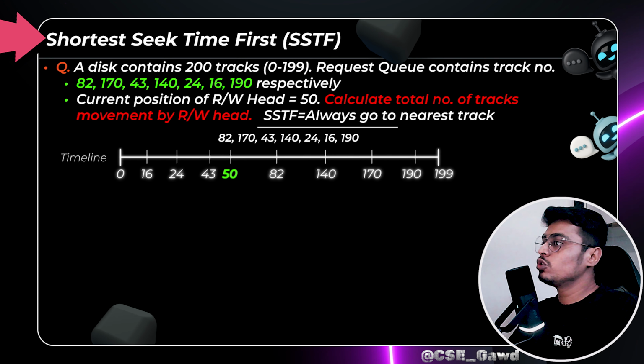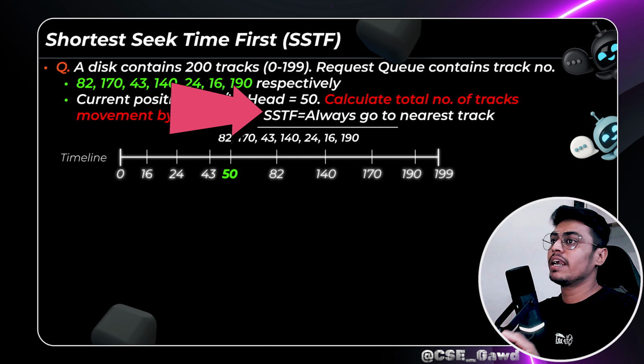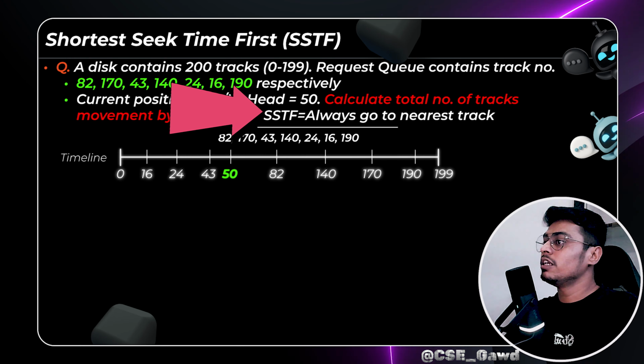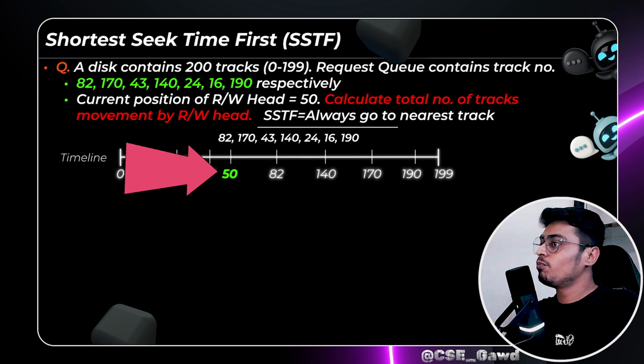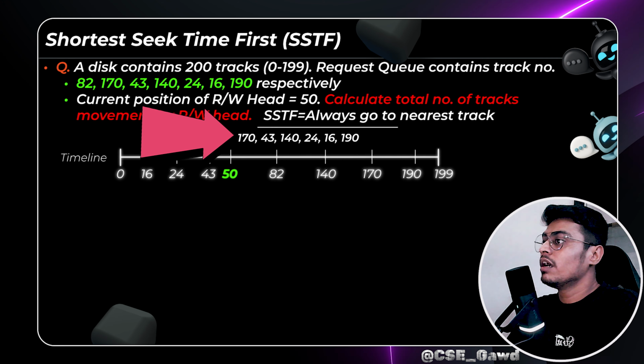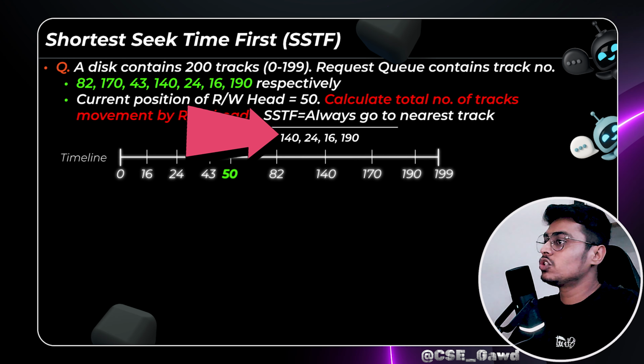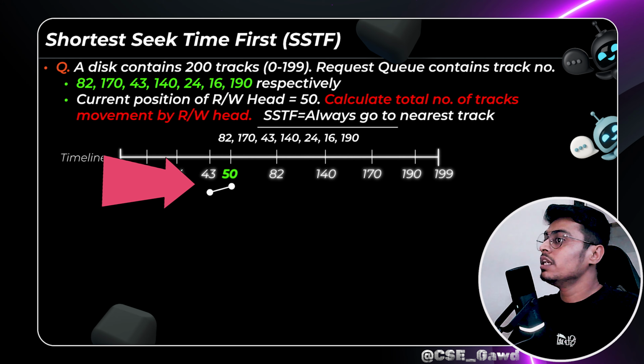Now moving forward to shortest seek time first, SSTF. In SSTF we always move to the nearest track first, regardless of the arrival order of requests. In this question we are starting from position 50. Let's see which request is nearest. Distance to 82 is 82 minus 50, equal to 32. Distance to 170 is equal to 120. Distance to 43 is equal to 7, which is the smallest. And distance to 140 is equal to 90. So we go to 43 first because it is smallest.